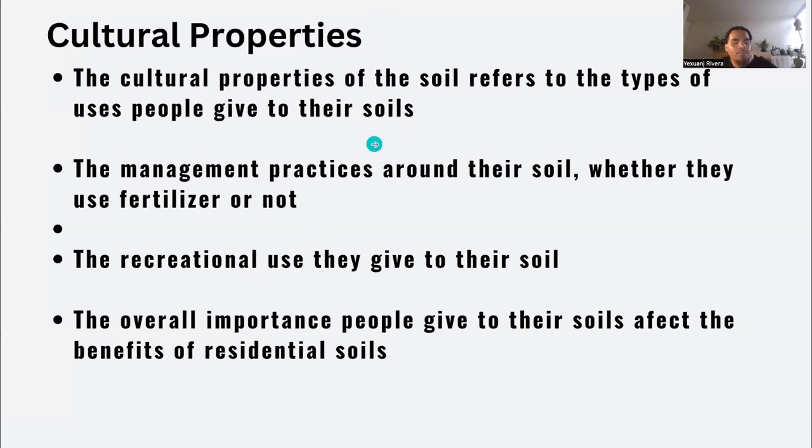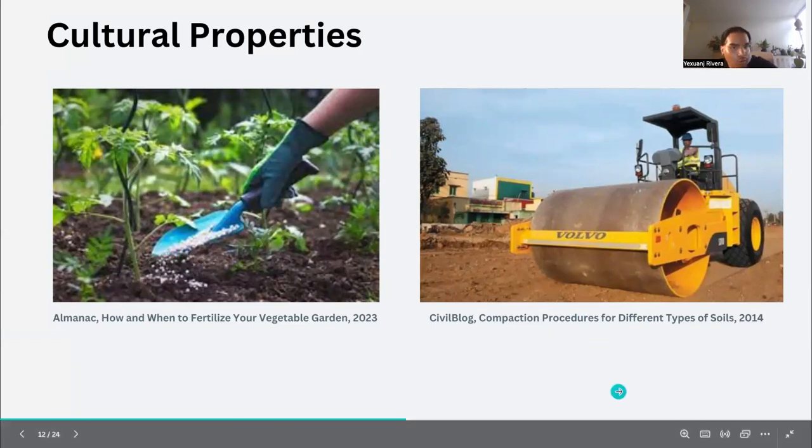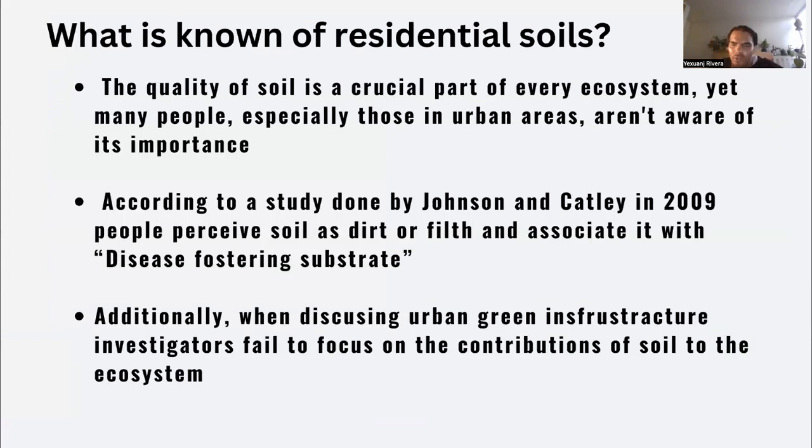This is overall very important because you can have all the other properties be balanced, but if the person who's taking care of the soil is negligent and isn't aware of the consequences of their actions when they're dealing with soil, well, then they're going to have a not very healthy ecosystem underneath their plants in the soil. So these are just some images of fertilizing plants and compaction. Those are cultural properties. So now, what do we already know about residential soils?